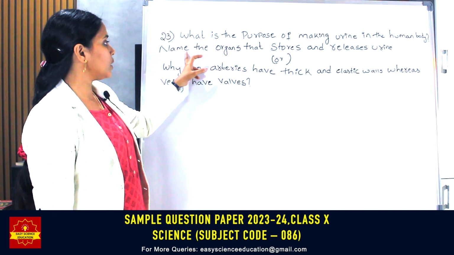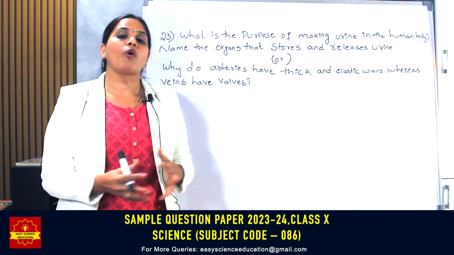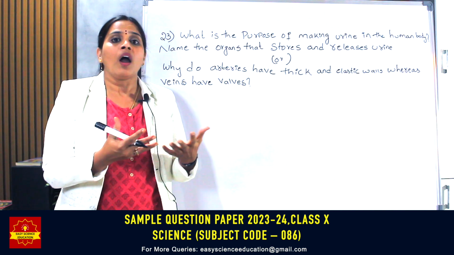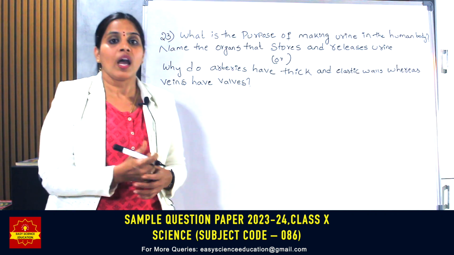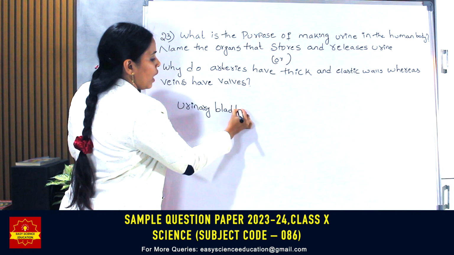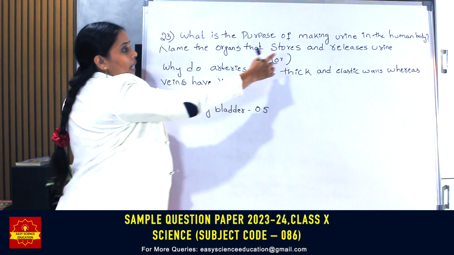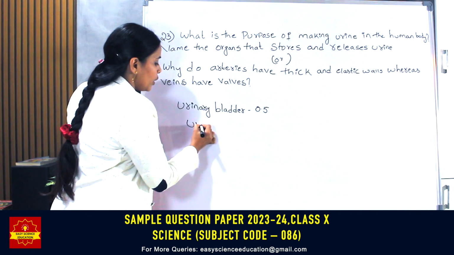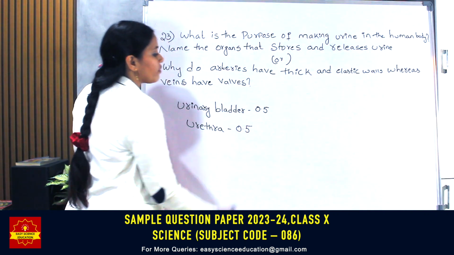And the second question asked is, name the organ that stores urine. Urine generated in our body has to be stored for some time, because we cannot go to the washroom every time. The organ in which urine is stored is the urinary bladder, and for this you will get half a mark. And which organ releases urine? That is the urethra. Through the urethra, urine will be sent outside from our body.